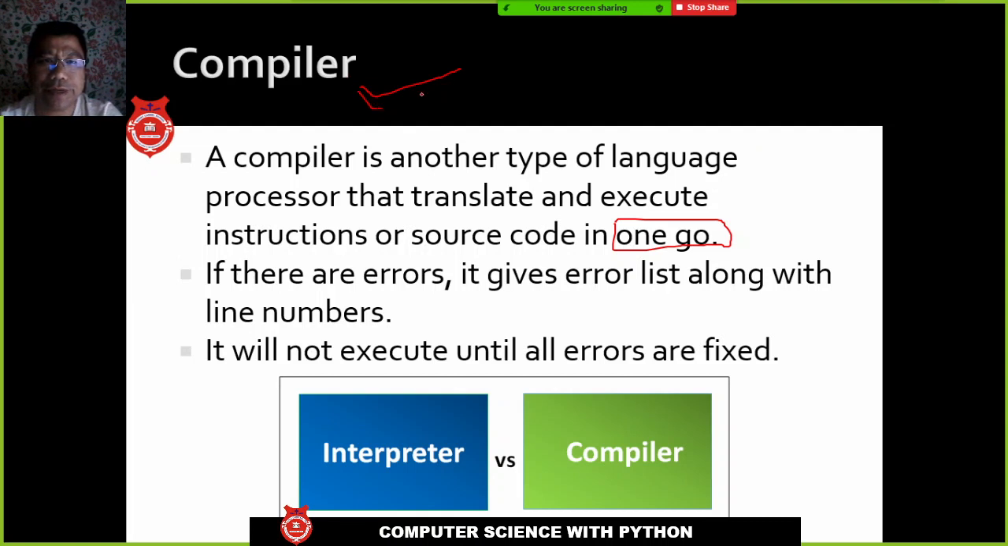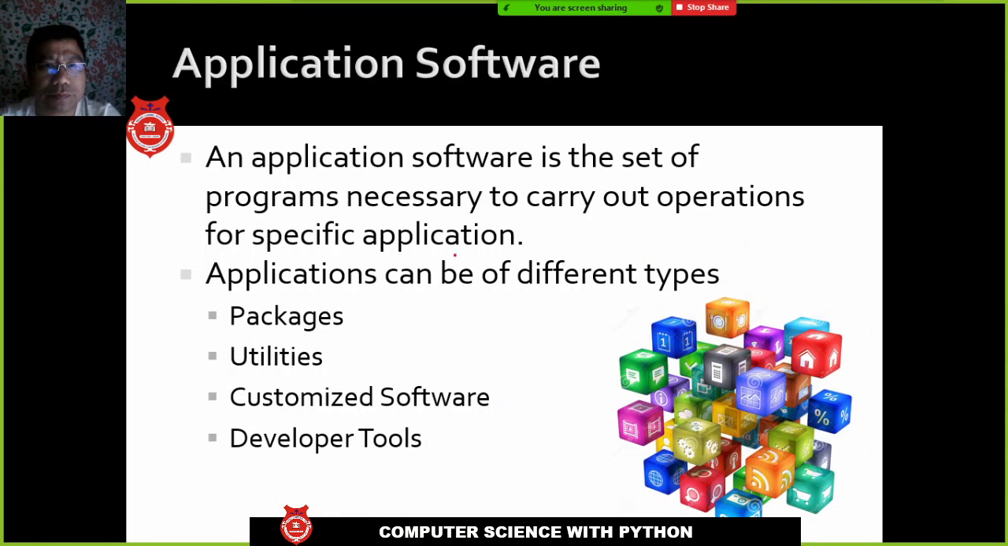Okay, when you say compiler, it translates the source code in one go, not line by line. If there is any error, it will give an error list, and it will not run until all the errors are fixed. But in case of an interpreter, if there are 7 lines and an error in the 6th line, line numbers 1 to 5 will run, but line number 6 will not be executed. Okay, like that. Is it clear, students?